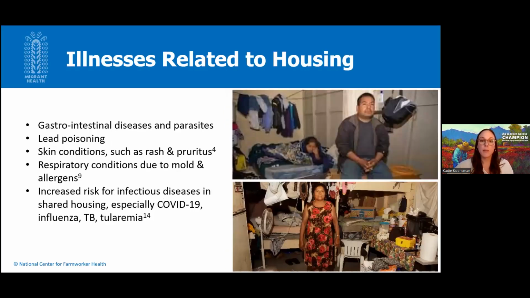As mentioned, much of the housing available is deficient, crowded, and unsanitary, and this leads to some health risks. Some of the common illnesses related to housing we often see are UTIs and intestinal parasites, GI issues, skin conditions, respiratory conditions, and infectious diseases. With crowded housing, it makes it difficult to practice those social distancing and quarantine recommendations that we've become familiar with over the past few years, which increases the risk for transmission of COVID-19, as well as other infectious diseases such as the flu, tuberculosis, and other viruses.